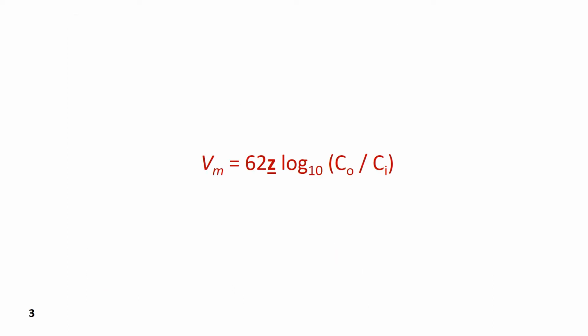There is a term in the Nernst equation that your textbook omitted, and that is the term Z. Z is the charge of the ion that we are considering. So the voltage across the membrane at 37 degrees Celsius is 62 times the charge of that ion times the log base 10 of the ratio between the concentration of that ion outside the cell relative to the concentration of that ion inside of the cell.